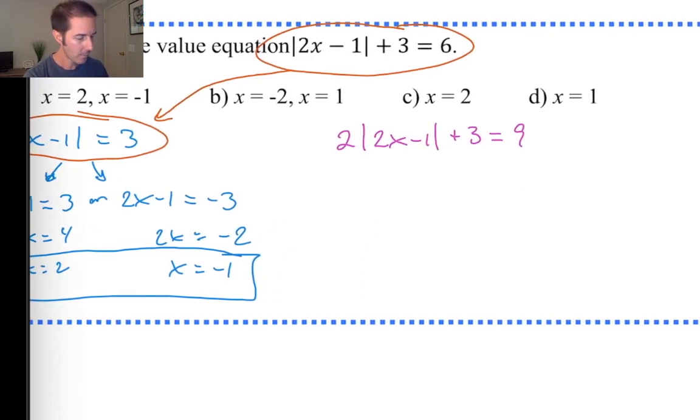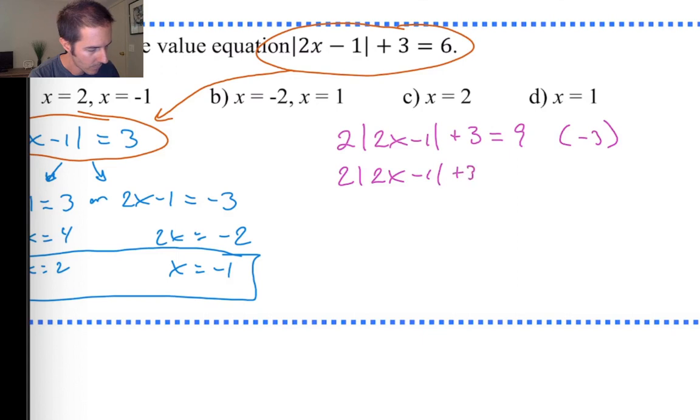So here, again, we want to isolate the absolute value, so I'm going to subtract 3 from both sides. And then, in this problem, we have an additional step to do in order to isolate the absolute value. We have to divide both sides by 2. So now, maybe make these absolute value bars a little darker so you don't get confused and think it's a 1. Now we've got the absolute value of 2x minus 1 equals 3.